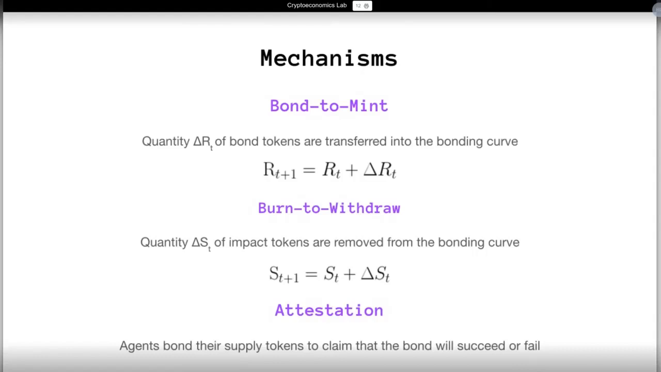And then we have the burn through withdrawal, which is when impact tokens, or essentially fiat currency or stablecoin, is removed from the bonding curve. So it actually loses out on the amount of reserve tokens that are within the bonding curve. And then we have attestations, which is when the agents will essentially bet that the bond will succeed or fail depending upon their belief of the bond's likelihood of success.